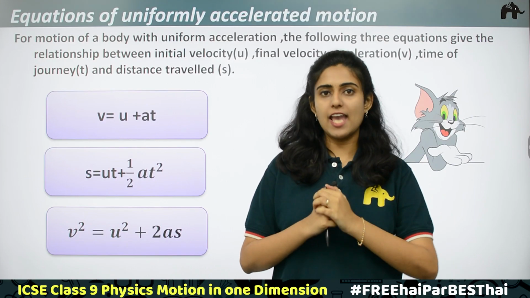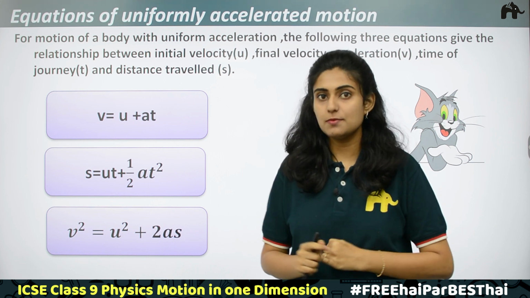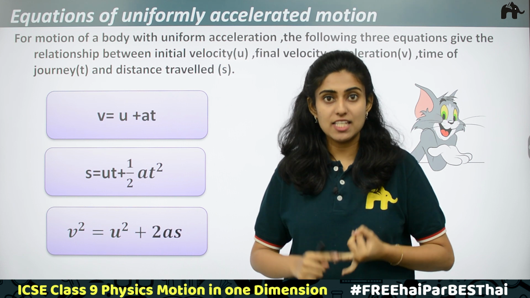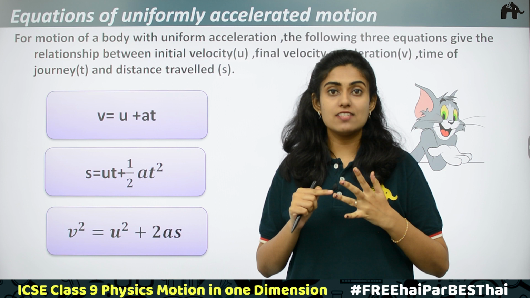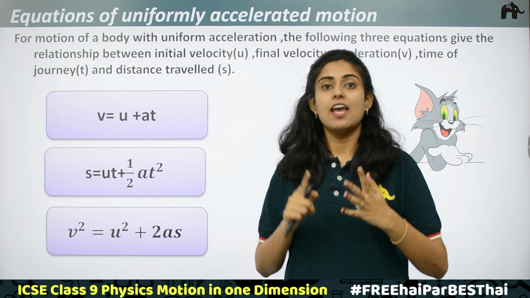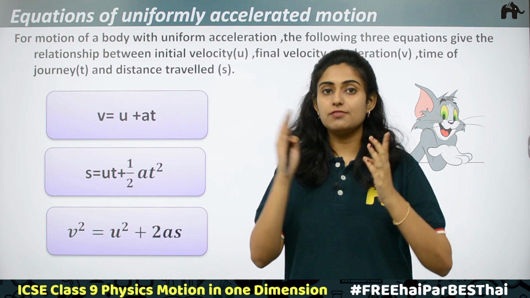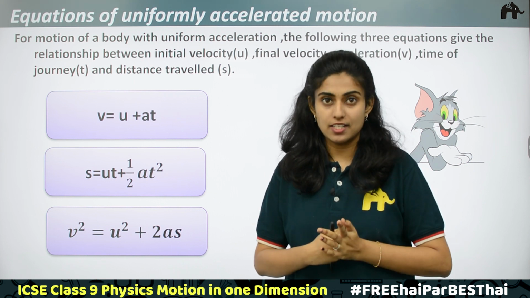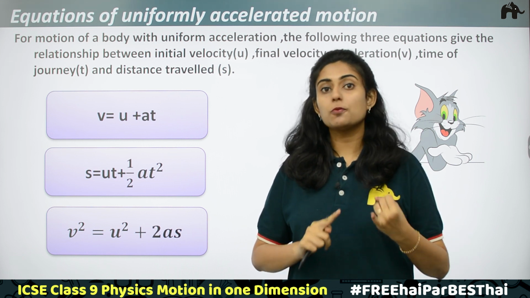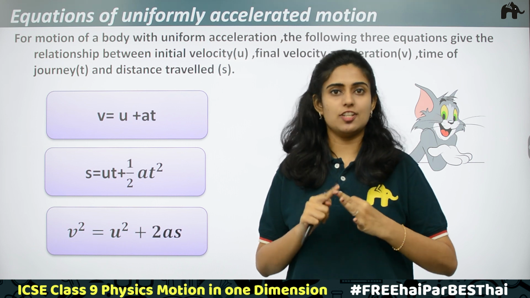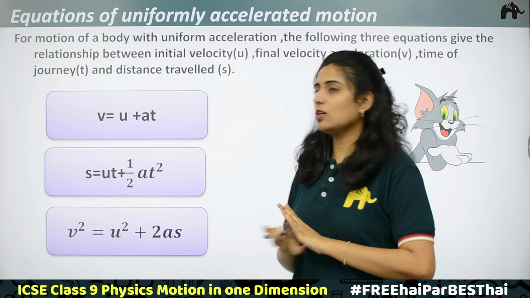Equations of uniformly accelerated motion. So, at the starting of this chapter, we have discussed very important terms. We studied what is distance, displacement, speed, velocity, uniform motion, acceleration, negative acceleration, deceleration or retardation, and uniformly accelerated motion. We have also discussed the graphs for different motions, that is uniform motion, uniformly accelerated motion, and body at rest. We have studied the displacement time graph or position time graph, velocity time graph and acceleration time graph. So, here we are going to discuss the very important three equations of motion.